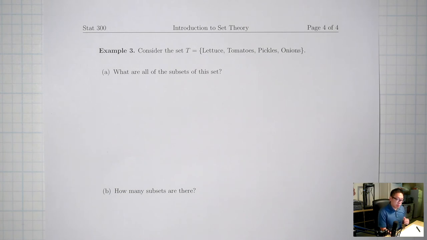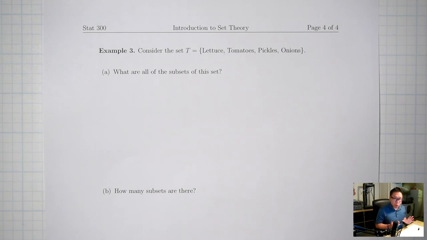Example three. Consider set T, which is lettuce, tomatoes, pickles, and onions. So these are the toppings at my fake sandwich shop. What are all the subsets of this set? So what are all the sub-collections that you can make from this set? Think of this as, what are all the possible answers that a customer can say to the question, what do you want on your sandwich?